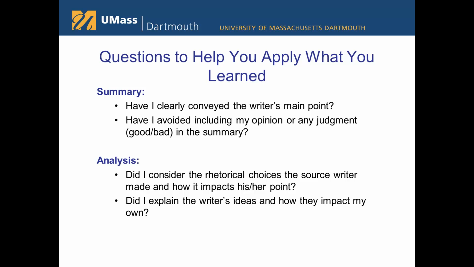So here are some questions to help you apply what you've learned. For summary, have I clearly conveyed the writer's main point? Have I avoided including my opinion or any judgment, good or bad, in the summary? So you want to keep your opinion and your judgment out so that you're establishing ethos and the reader can trust you, right? Okay, this writer is giving me a good idea of this source without bogging it down in their own opinions. With analysis, did I consider the rhetorical choices the source writer made and how it impacts his/her point? Did I explain the writer's ideas and how they impact my own? So making sure that as you conduct that analysis that you make clear where the distinction between the writer's ideas and your own.